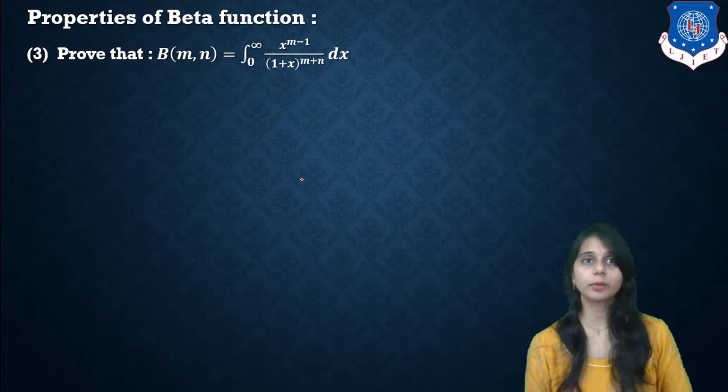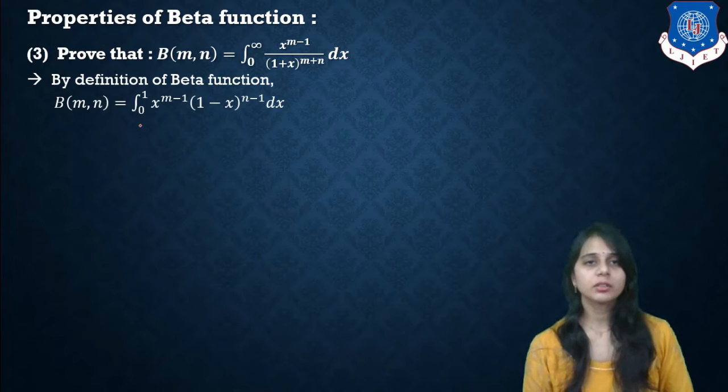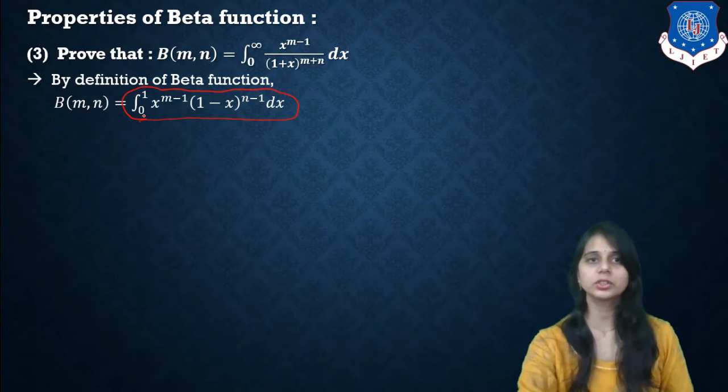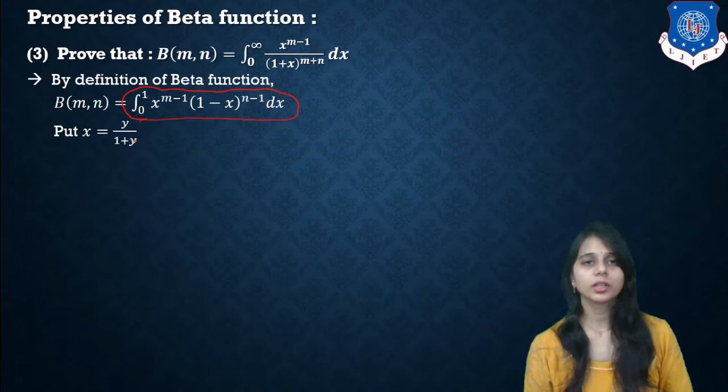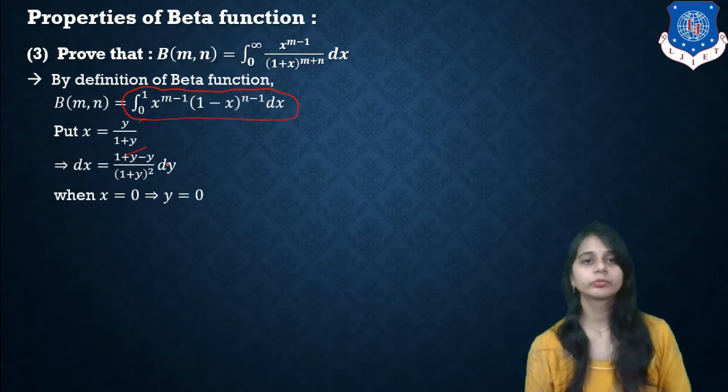Prove that beta(m, n) equals the integration from 0 to infinity of x raised to m minus 1 upon (1 plus x) raised to m plus n dx. So we use the definition of the beta function: beta(m, n) equals the integration from 0 to 1 of x raised to m minus 1 times (1 minus x) raised to n minus 1 dx. Put here x equal to y upon 1 plus y. So what is dx? dx is ((1 plus y) minus y) upon (1 plus y) whole square dy. It is the u by v rule.